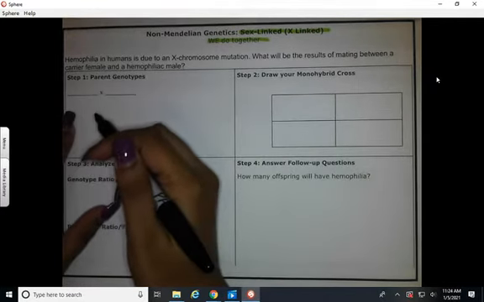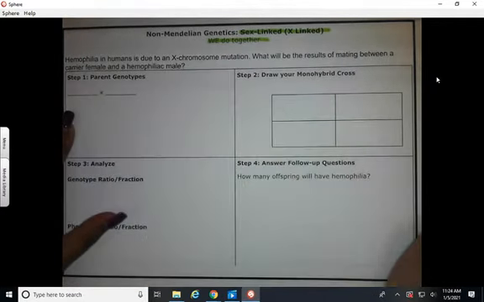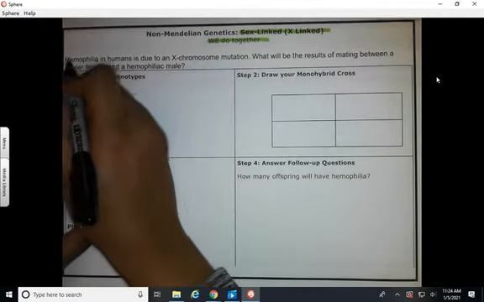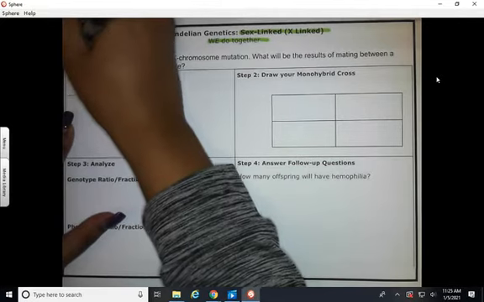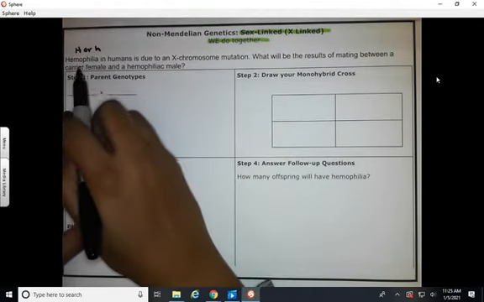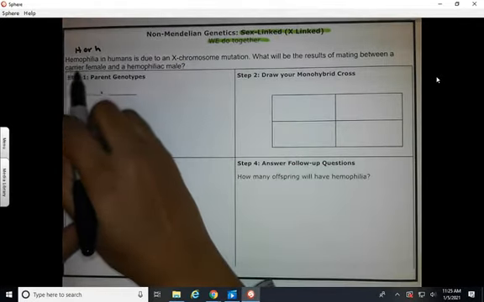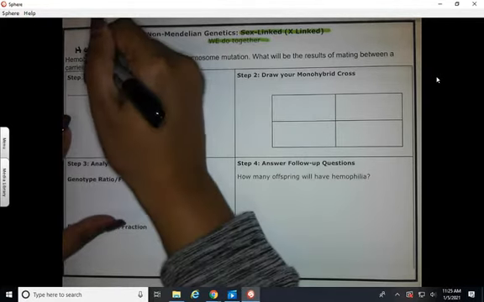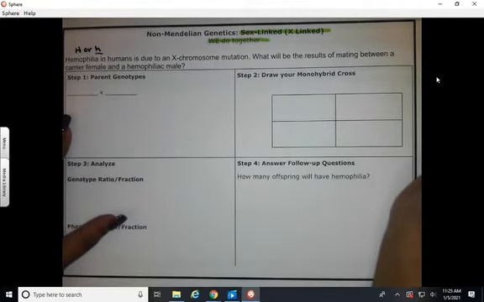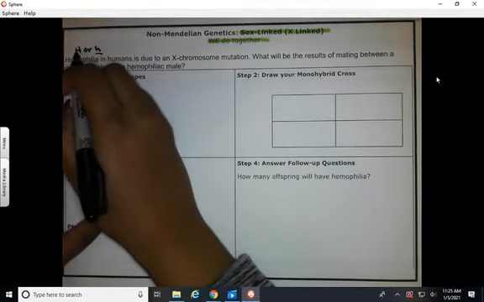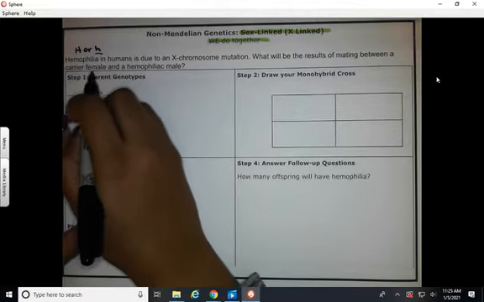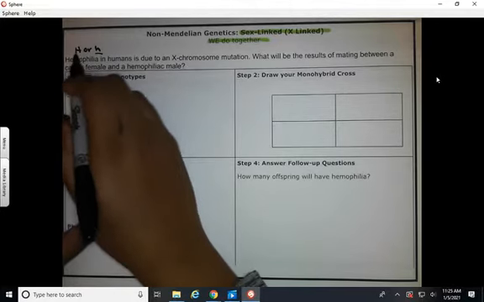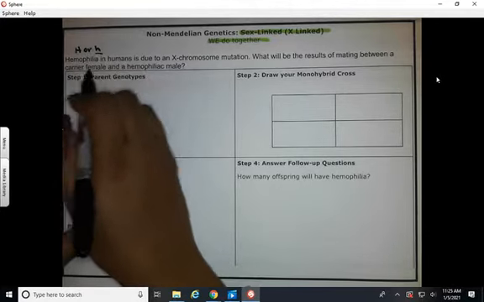So we need to create a key for ourselves, and there's some things I want to keep in mind. We've got to figure out, is hemophilia dominant or recessive? The fact that this says there is a carrier involved tells me that this has to be a recessive disease. The reason is that if you have a big H, there's no way you could be a carrier. You're always going to show the trait if it's dominant. But if you have a recessive allele, then you could be a carrier.